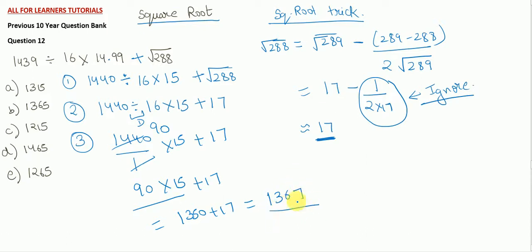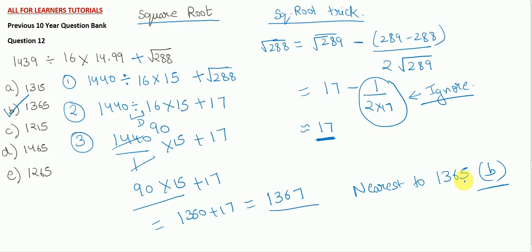1367. Now 1367 is nearest to which option? Nearest to 1365, that is option number B. So your answer is option number B.